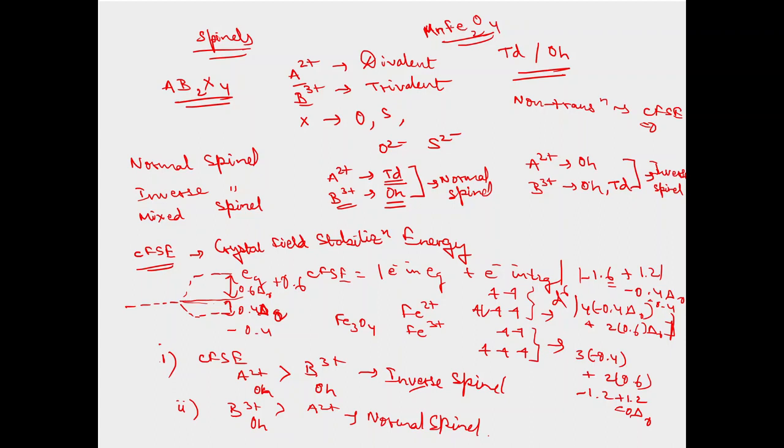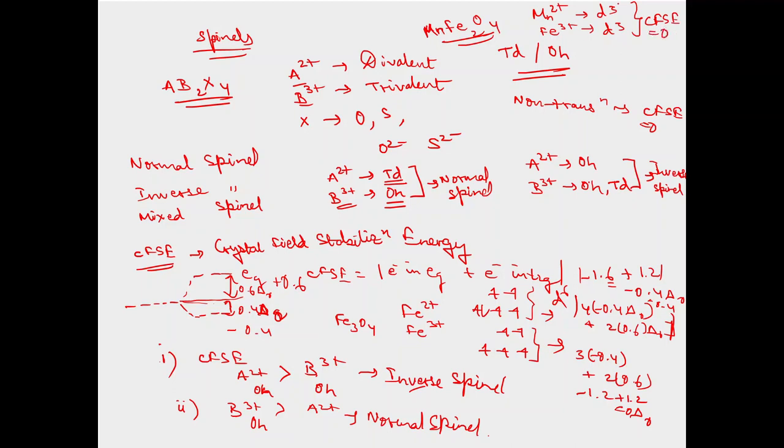I am giving you this option also. Let's see. Manganese is present here as 2 plus, so manganese 2 plus means it is a d5 system, and Fe is 3 plus, so it is also a d5 system. So in both cases here, the CFSE value is 0.